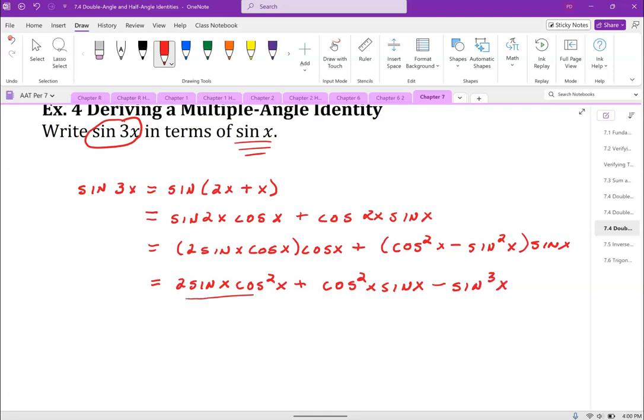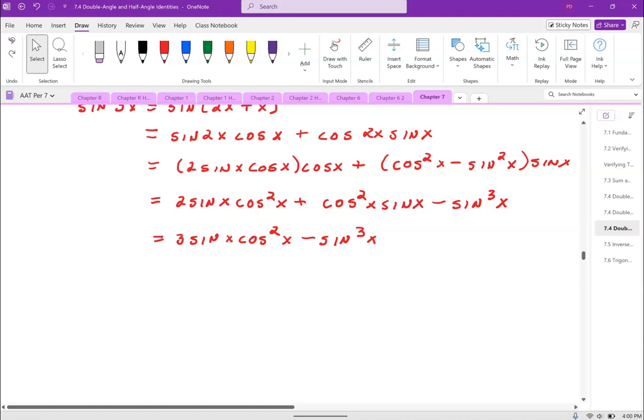And you'll actually notice this first term and second term are like terms. I can add them together. So I'm going to say that's 3 sine x cosine squared x minus sine cubed x. Now, I'm getting close because I have this sine x. The problem is that cosine squared. So I've got to deal with the cosine squared somehow. And I need to put cosine squared in terms of sines. Well, that's where the Pythagorean identities come into play.